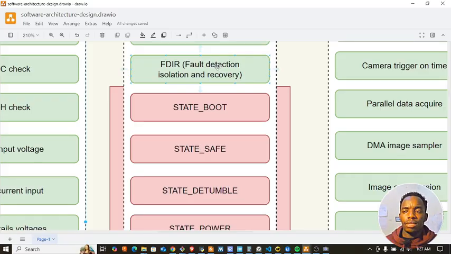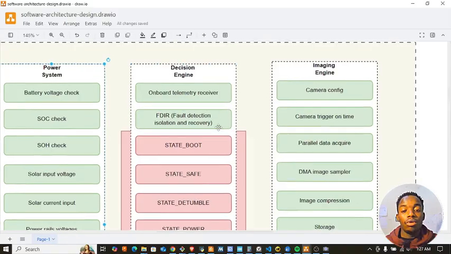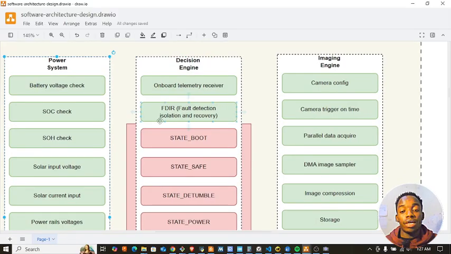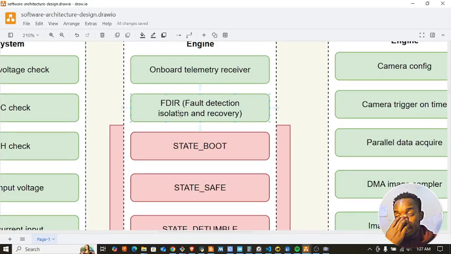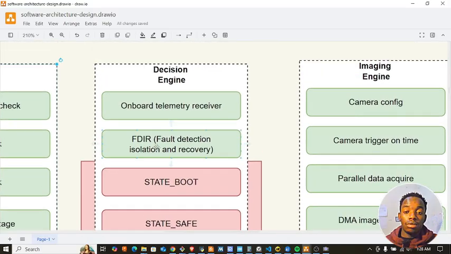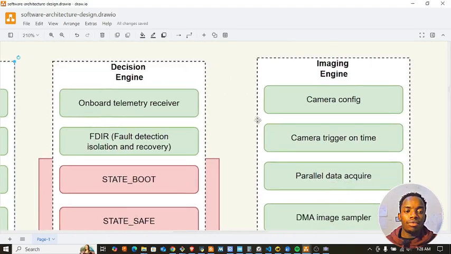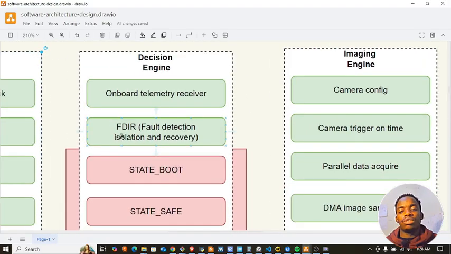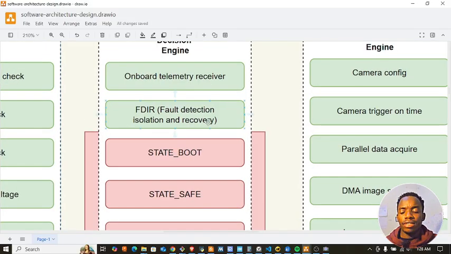Let's say another fault might be the camera is not capturing images. What might be the issue? Is it powered? What is the real voltage to the payload system, for example? So that's detection. Isolation is like, where is it coming from? Is the EPS not supplying enough power to the imaging engine, or is the camera really destroyed? Recovery can be things to do, like the most common recovery is a power cycle. So you can restart that specific board after you isolate the fault.